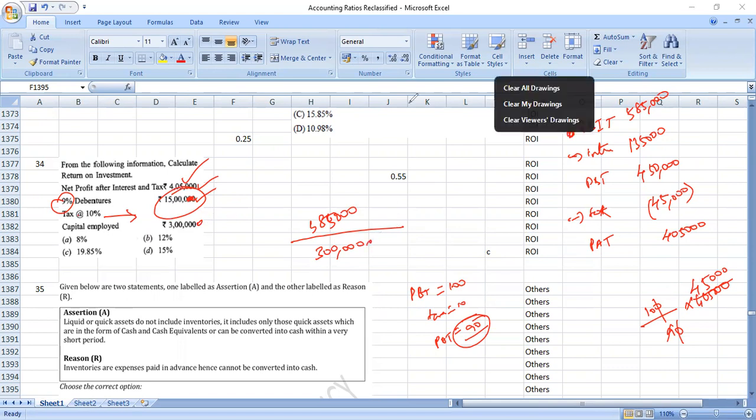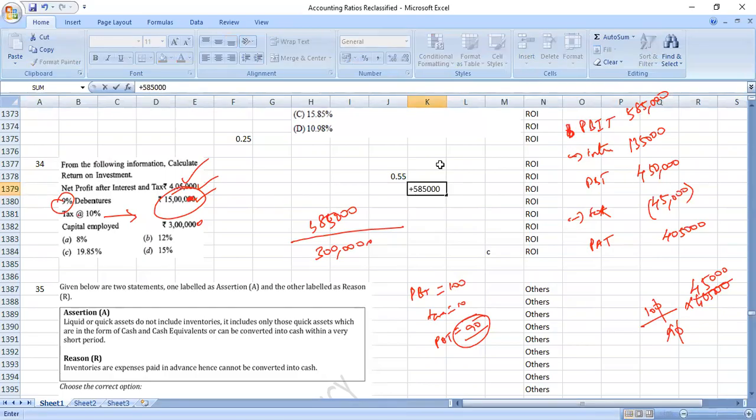Now let's see if the answer comes out. Yes. So 5,85,000 divided by 30 lakhs, that is 19.5%. Yeah. 5,85,000 by 3 lakh is not correct. They missed 1 zero in the question.